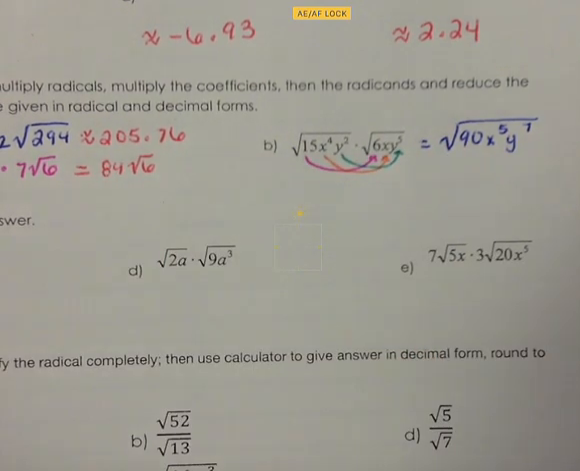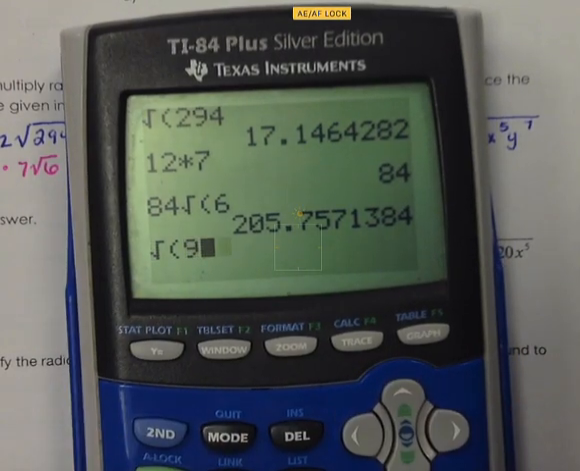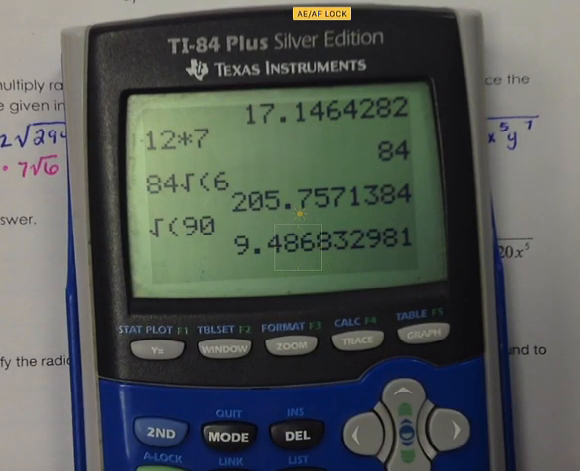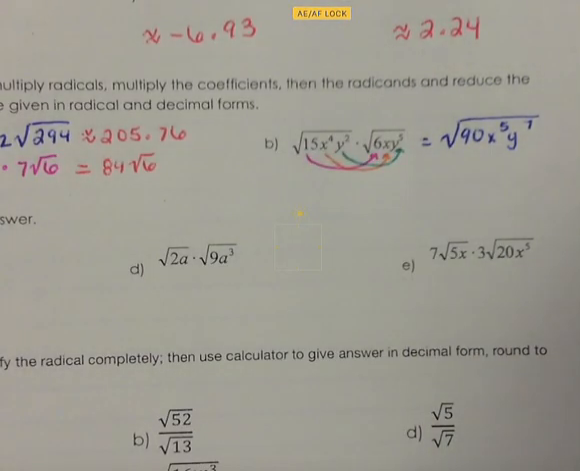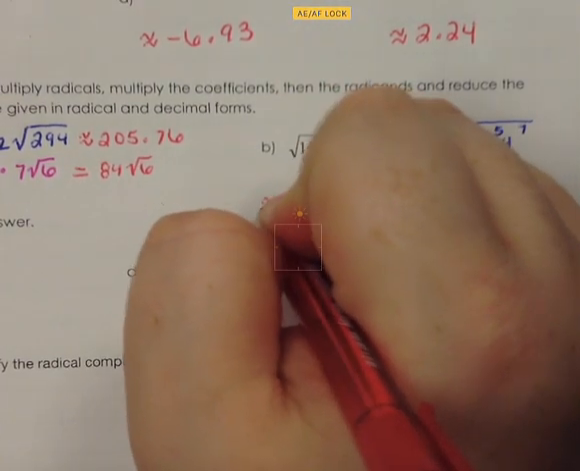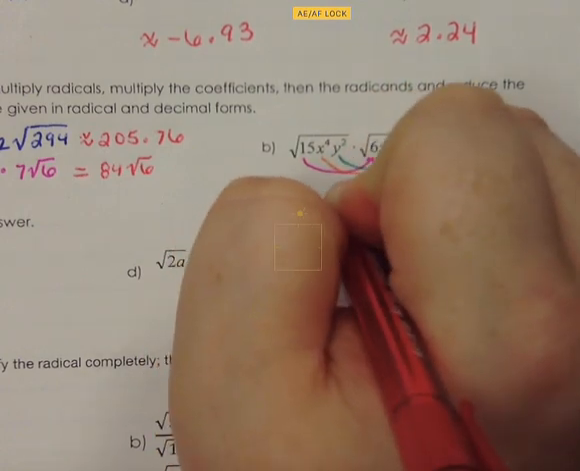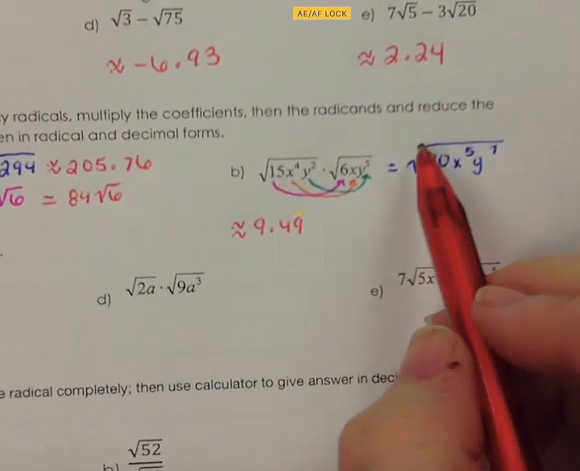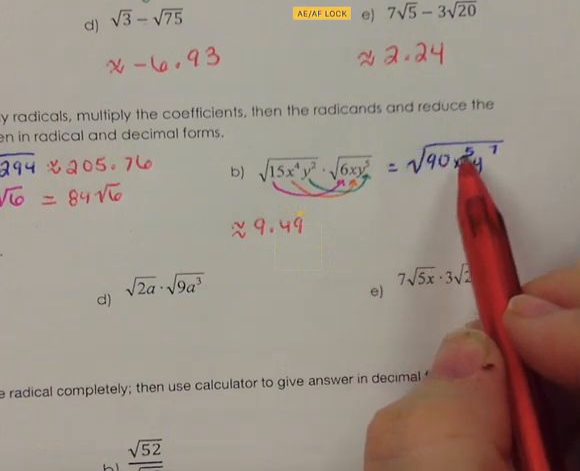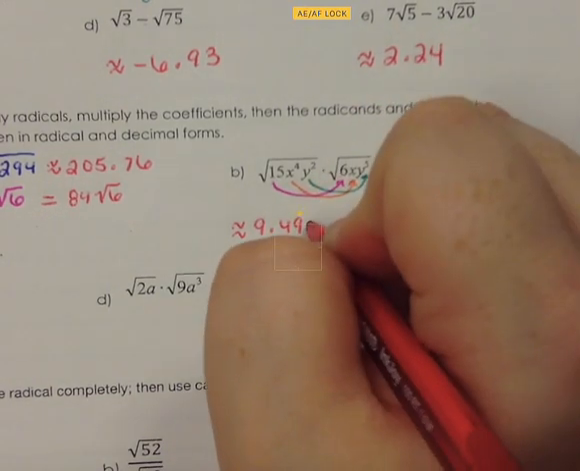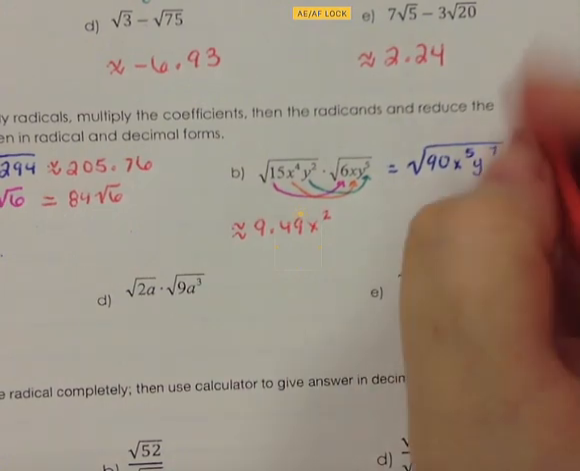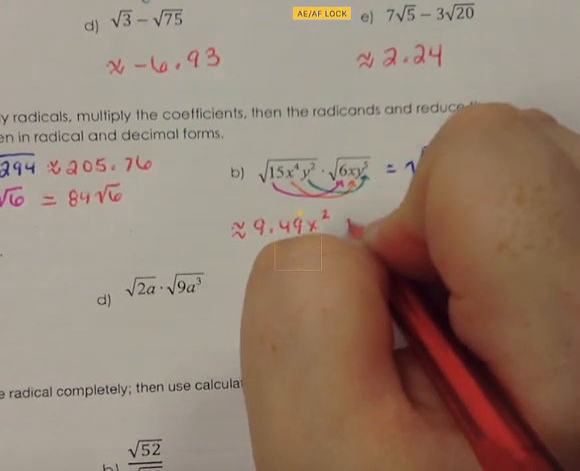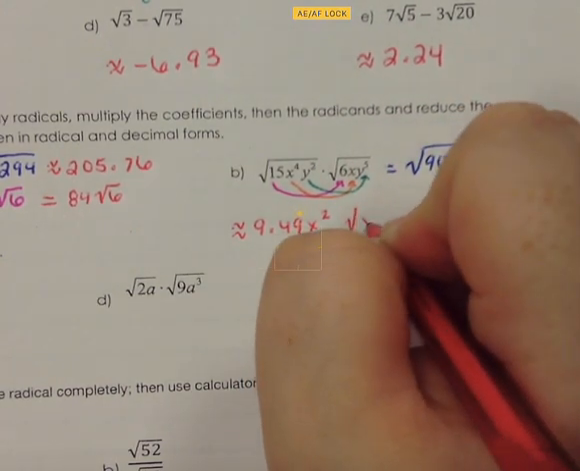So the decimal value, the square root of 90, is 9 49/100. So this is approximately 9 49/100. And then we're going to take the square root of x to the 5th. It's really a 2. 2 goes into 5 2 times with 1 left over. So I know we're going to have the square root of x to the 1st left over.